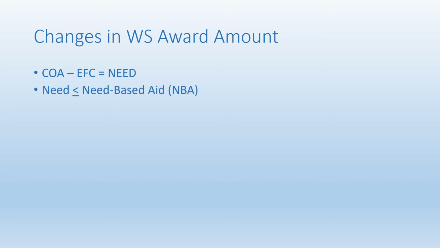That need at UNC will be filled by a variety of vehicles, including work-study, but the combination of these vehicles cannot exceed that need amount. So if a student has been packaged up to their need, as all of our students are, and an additional source of need-based aid comes in, we have to make an alteration to the student's financial aid package, commonly resulting in a shift to the work-study amount.